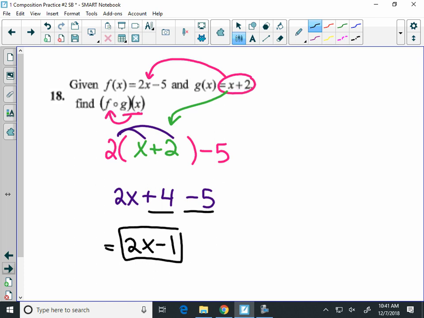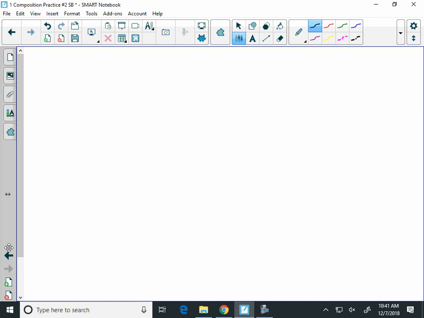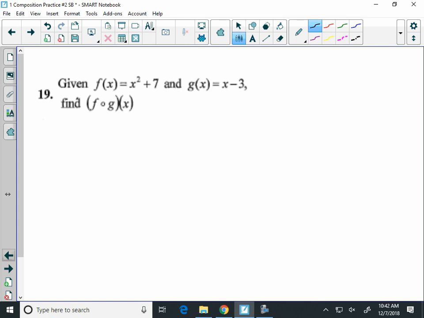All right, I think there is one more here on the video. Yep, just one. Number 19, the next one over. You're given the function f of x and g of x, and you need to find f of g of x. So you're going to take g and put it into the function on the left, f. So g here goes into f.